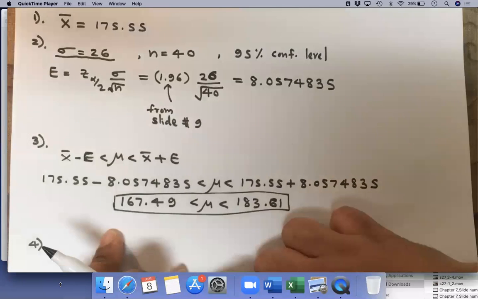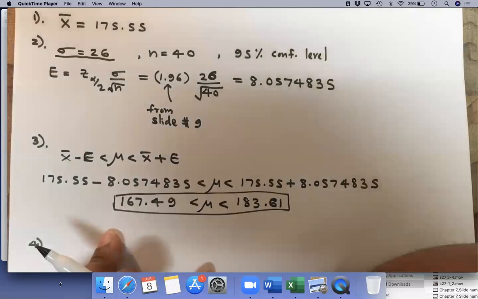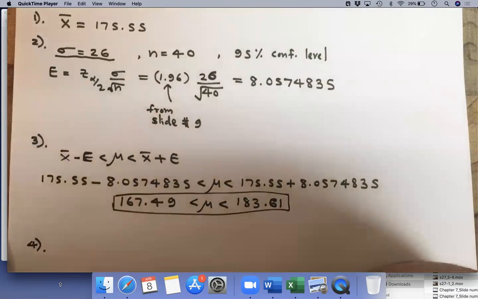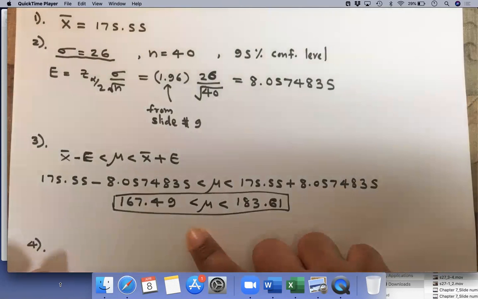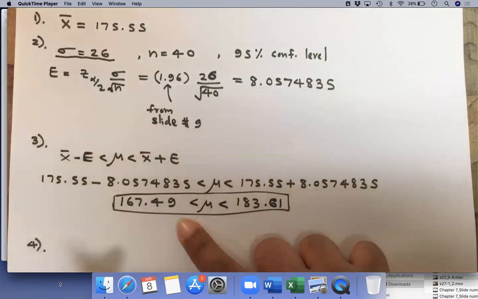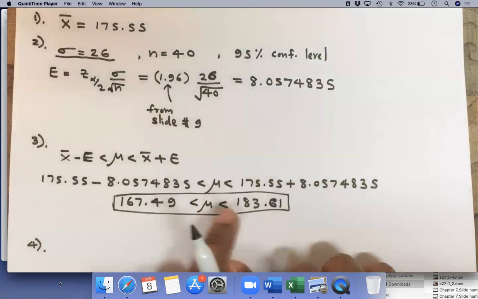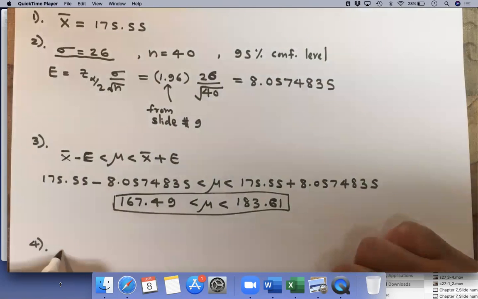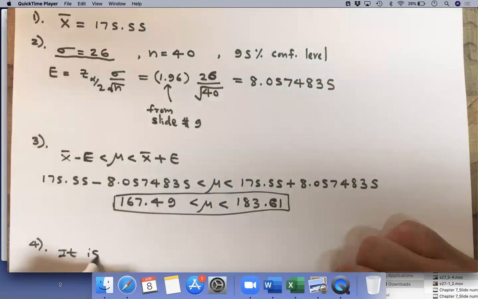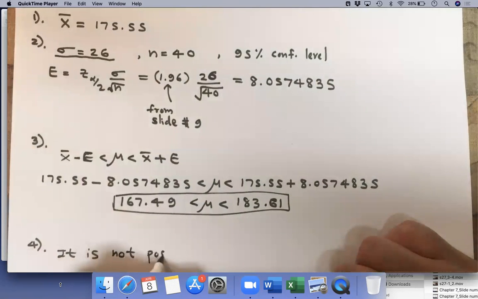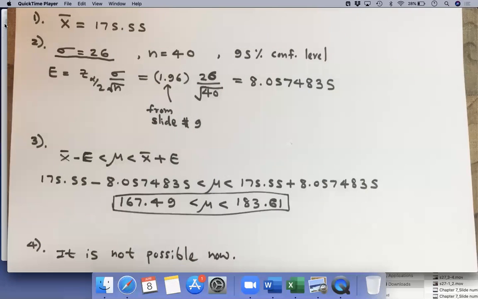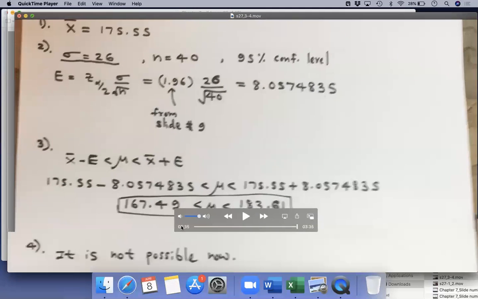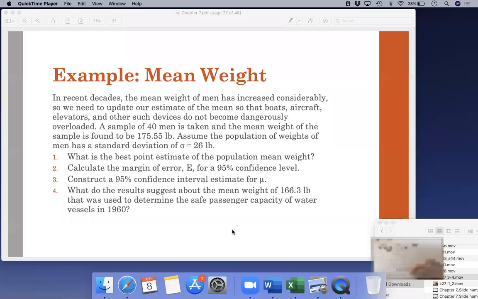So what we can suggest is that it is not possible now to have a mean weight of 166.3. Why? Because it is not in our range. So what is the answer? It is not possible. It is not possible now. Okay, it is all about this example.